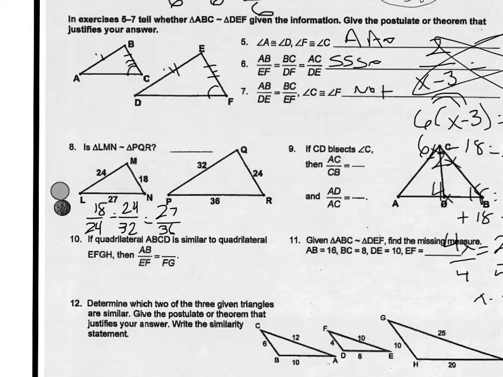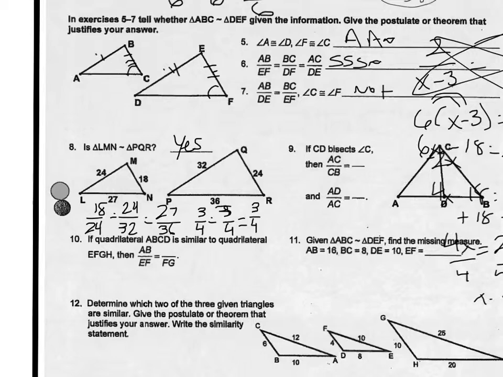18 and 24 are both divisible by 6, which gives me 3/4. 24 and 32 are both divisible by 8, which gives me 3/4. And 27 and 36 are both divisible by 9, divide them both by 9, and I get 3/4. Well, there we go. They are similar by side, side, side postulate.